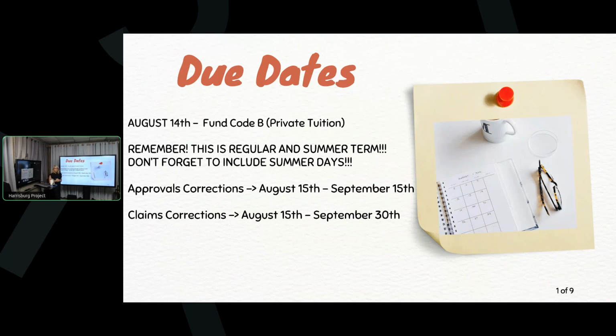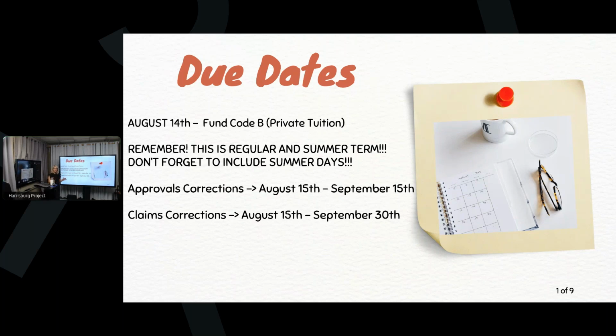Remember that this is for regular and summer term tuition, not residential at this point, just the tuition claim. And it's a combined claim for regular days and summer days. So if they went to summer school, they have a term of both, then you would be claiming for both the regular days enrolled and the summer days enrolled. Okay. Now, once that date passes, you will no longer be able to enter any Fund B tuition records into iStar Plus.